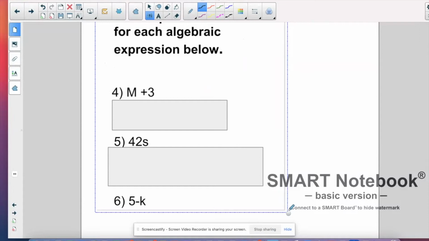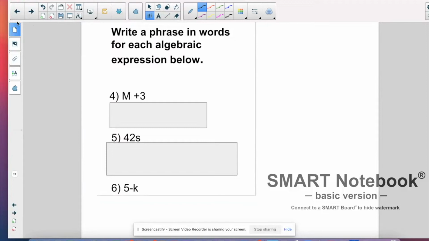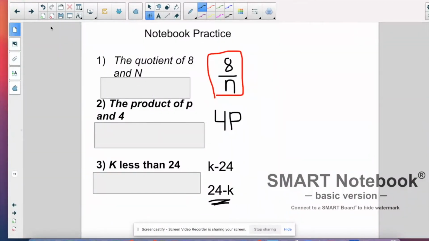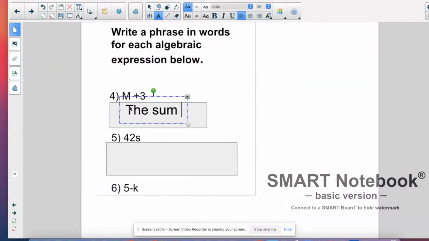Now, we are going to switch it up a little bit, and we are going to do some expressions and turn those into words. So write a phrase for each algebraic expression. Okay, first one, we have m plus 3. Well, I could just say m plus 3, or I can reference my sheet over here. And I can see that I could say maybe the sum could be an option. So I could say then sum of m and 3.